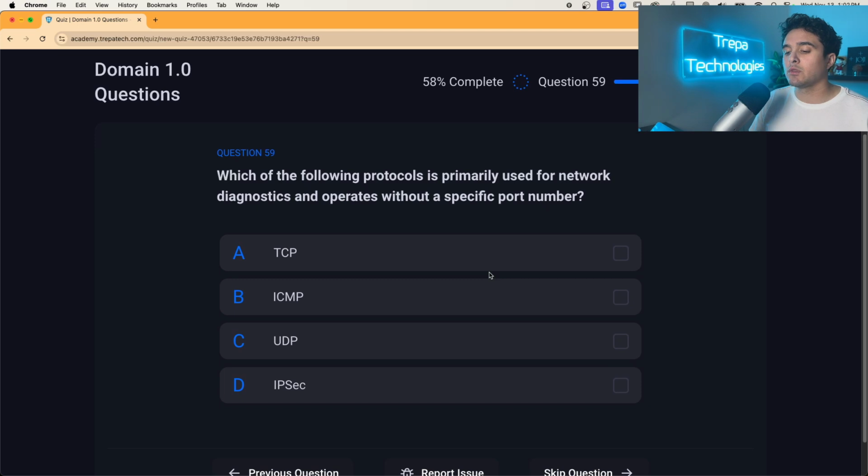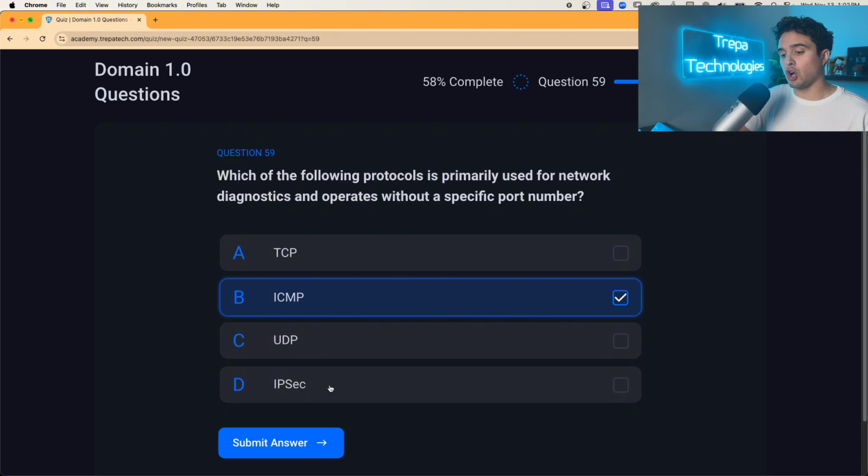Question 59. Which of the following protocols is primarily used for network diagnostics and operates without a specific port number? So that's going to be B, ICMP, which is ping, the Internet Control Message Protocol.